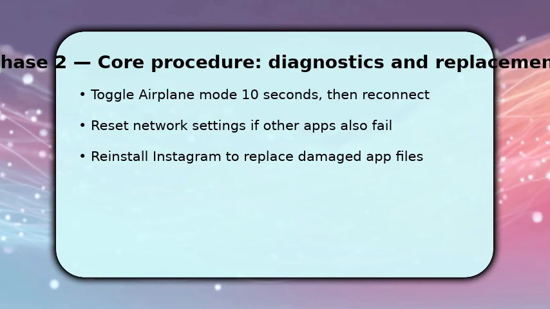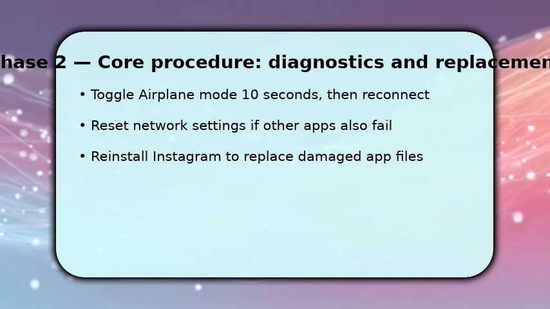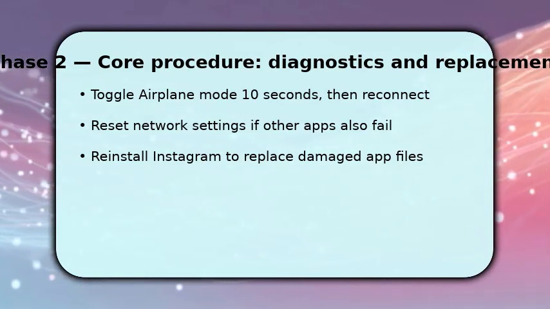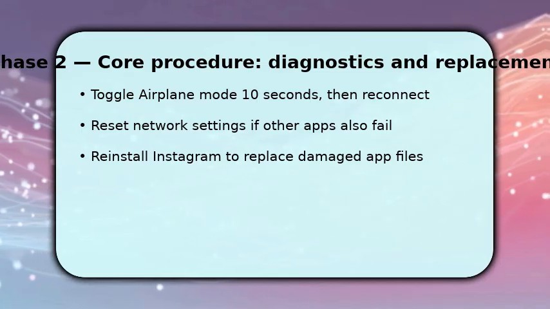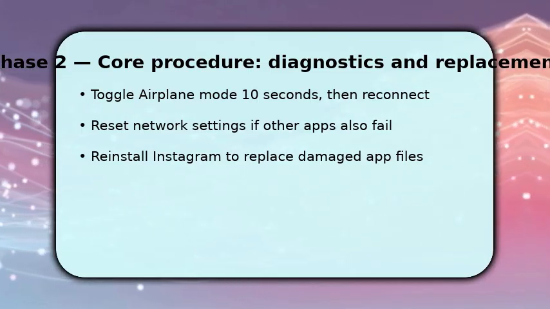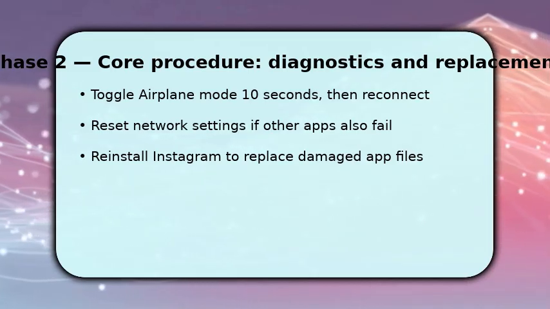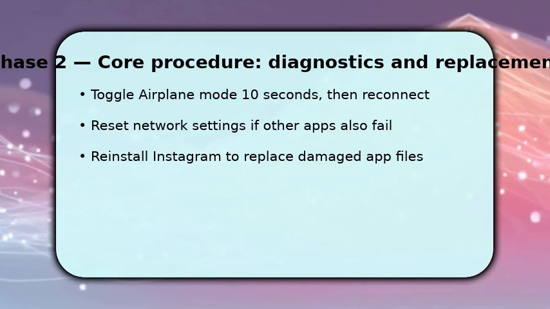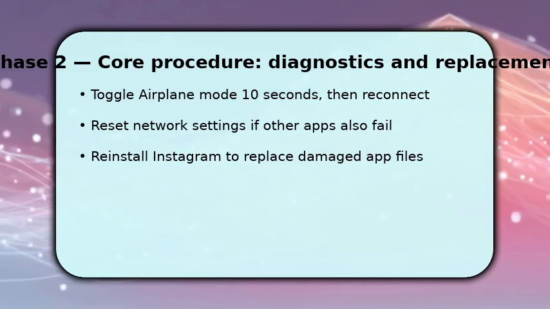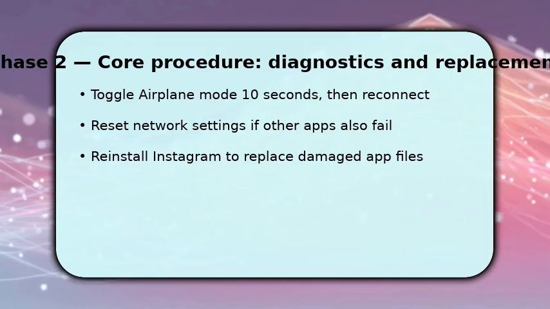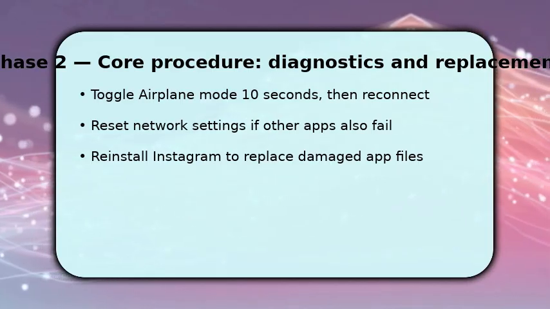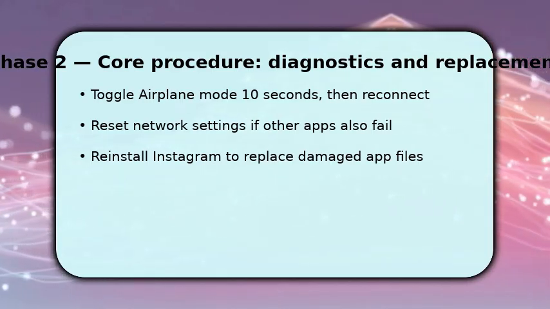Next, you tackle network and app integrity issues. Toggle airplane mode for about 10 seconds to force a fresh DHCP lease. That can fix stalled requests. If multiple apps fail, reset your device network settings because corrupted DNS or proxy values block images. Once network looks good, uninstall and reinstall Instagram to ensure no corrupted binaries remain.